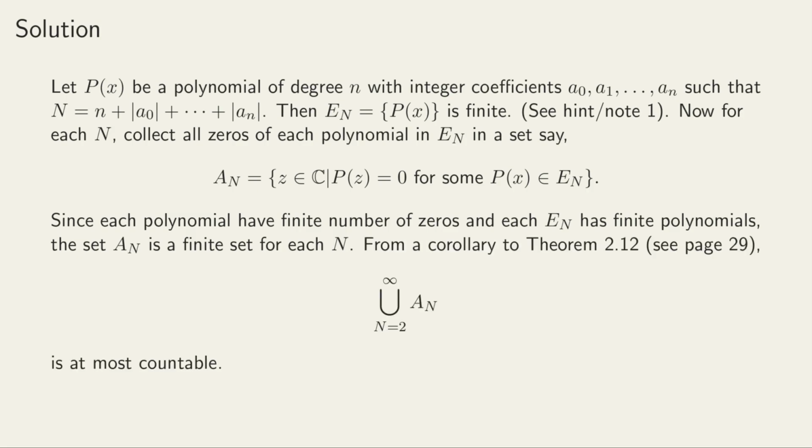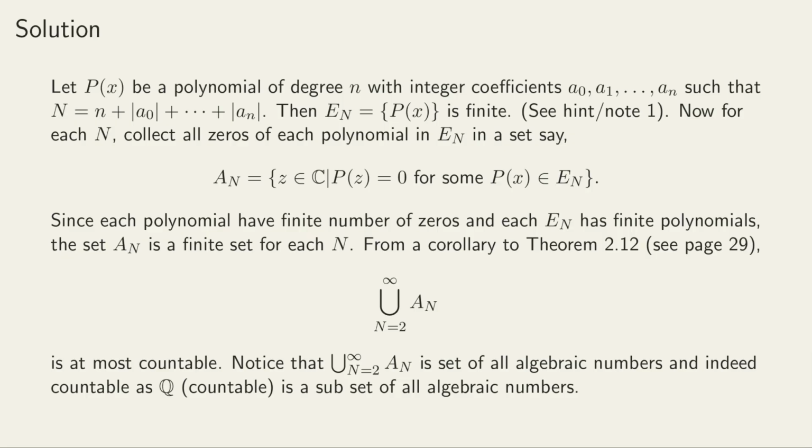From a corollary to theorem 2.12, the union from N equals 2 to infinity of A sub N is at most countable. Notice that this union from N equals 2 to infinity of A sub N is precisely the set of all algebraic numbers, and hence it is countable. Moreover, since the set of rational numbers, which is countable, is a subset of the set of all algebraic numbers, the set of algebraic numbers is indeed countable.